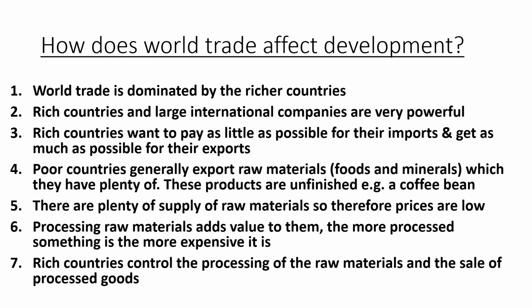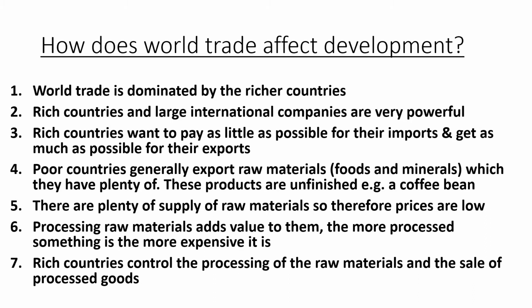Rich countries want to pay as little as possible for their imports. So whatever they buy from other countries, they don't want to pay too much money for it. And they want to get as much as possible for their exports. So whatever they sell to other countries, they want to make loads of money from. So they want to buy for cheap and they want to sell for a lot. That's how they make money, and that's how their economies grow.